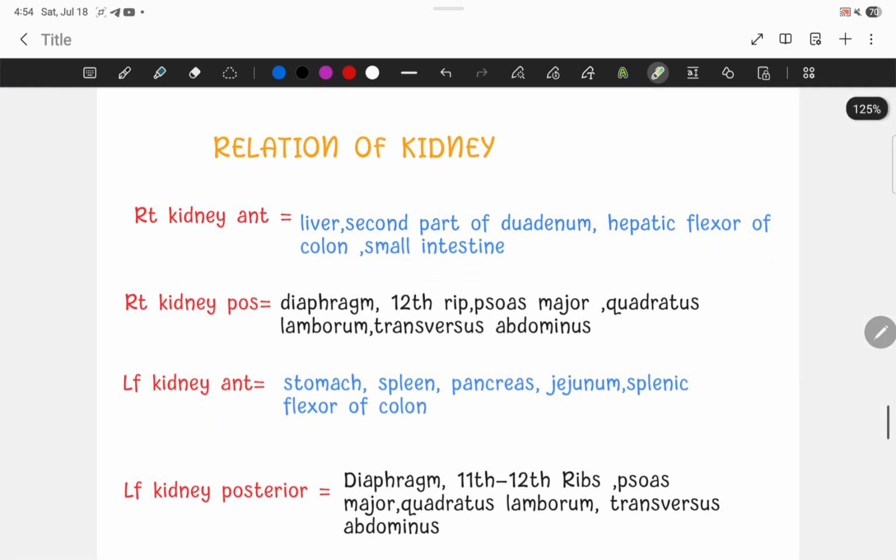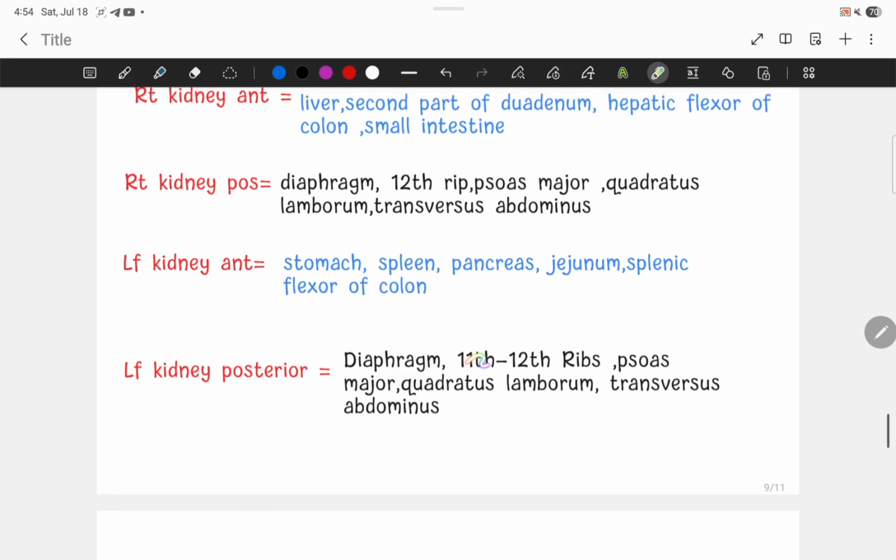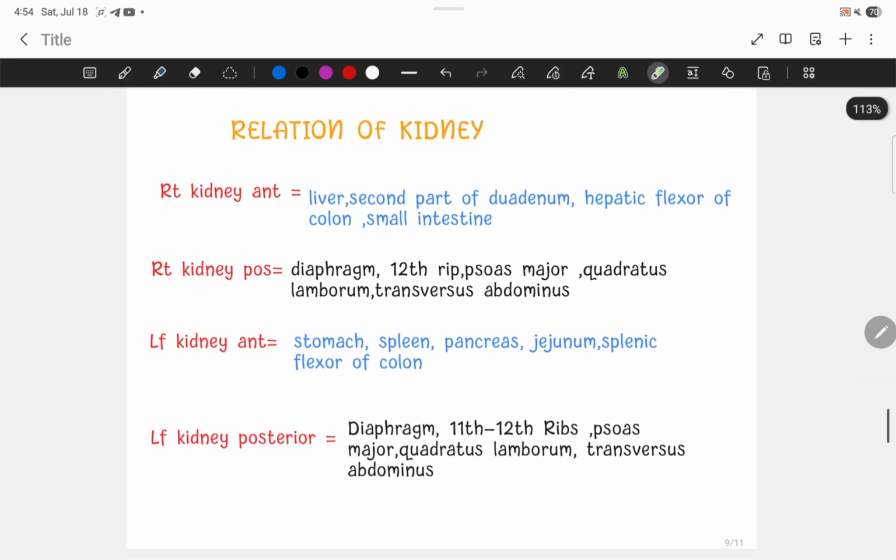So we talk about the relations of the kidney. Right kidney anterior is the liver, second part of the duodenum, hepatic flexure of the colon, and small intestine. Right kidney posterior is the diaphragm, 12th rib, psoas major, quadratus lumborum, transverse abdominis. Left kidney anterior, stomach, spleen, pancreas, jejunum, splenic flexure of the colon. Left kidney posterior, diaphragm, 11th and 12th ribs, psoas major, quadratus lumborum, and transverse abdominis.